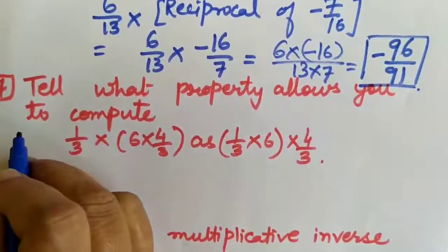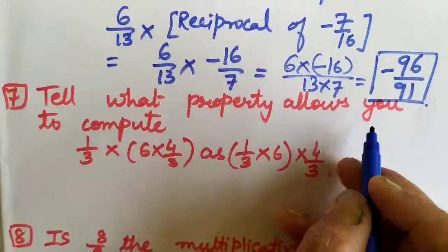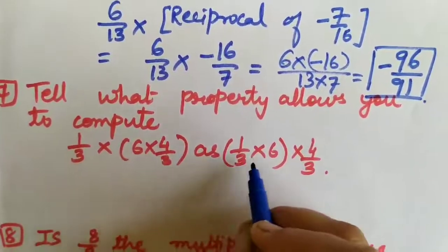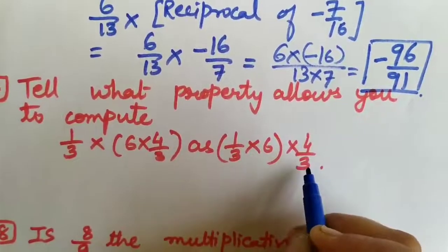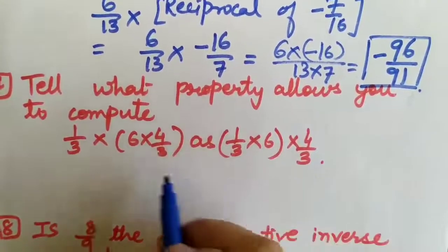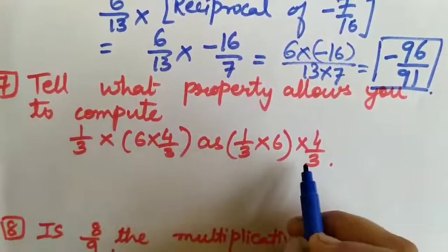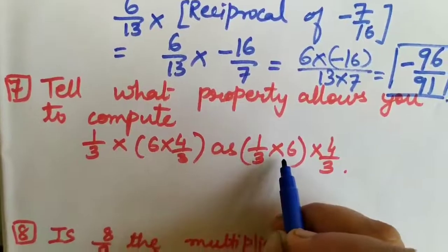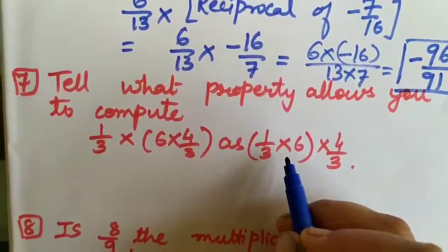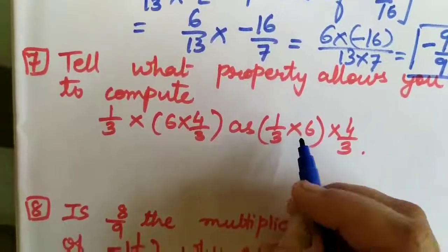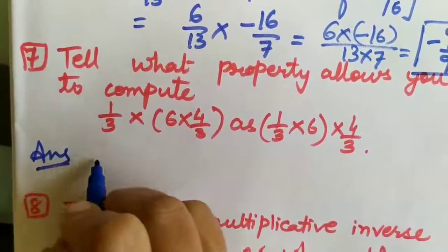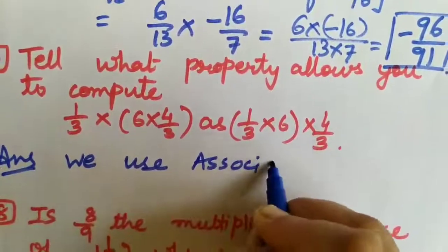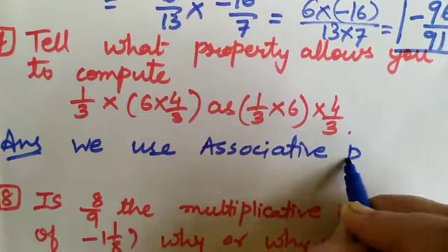Next, question number 7. Tell what property allows you to compute 1 upon 3 into 6 into 4 upon 3 as 1 upon 3 into 6 into 4 upon 3. Now here we can see that there are 3 numbers and the brackets are changed. Here 6 into 4 upon 3 is in bracket. Here 1 upon 3 into 6 is in bracket. So the property which is used is associative property. So the answer is, we use associative property.